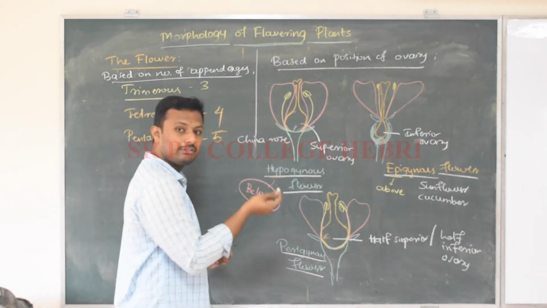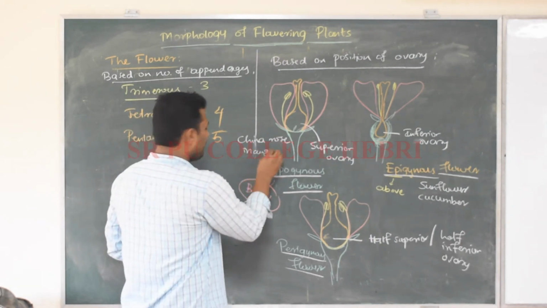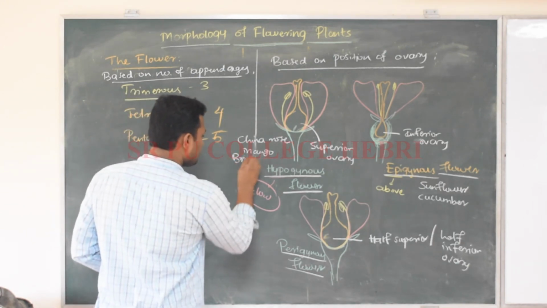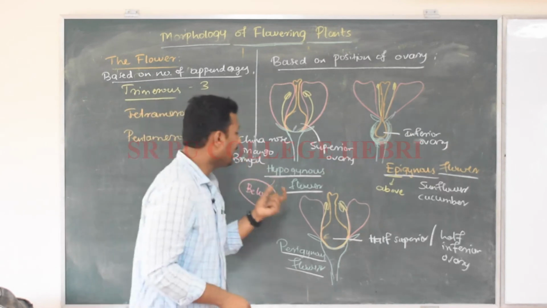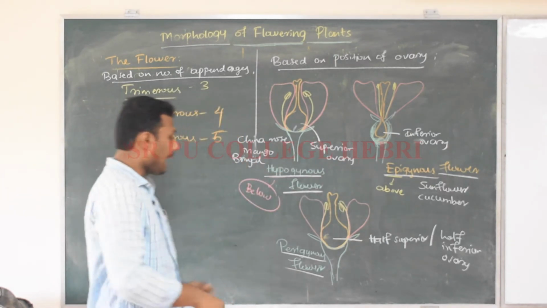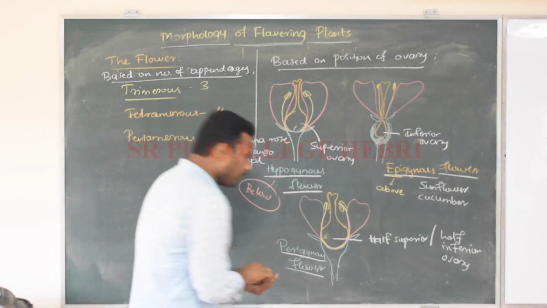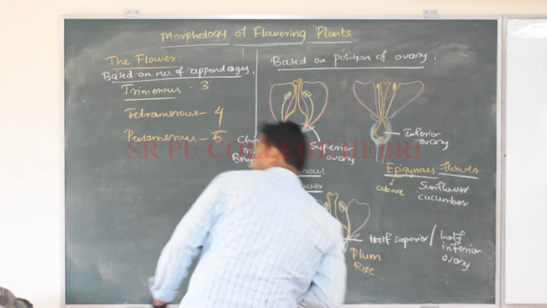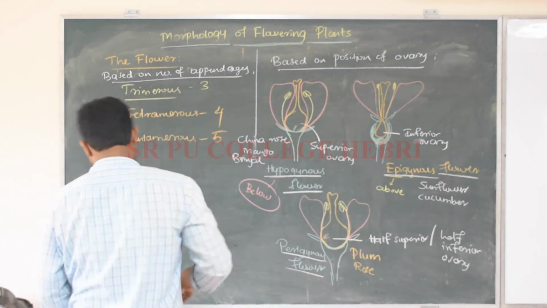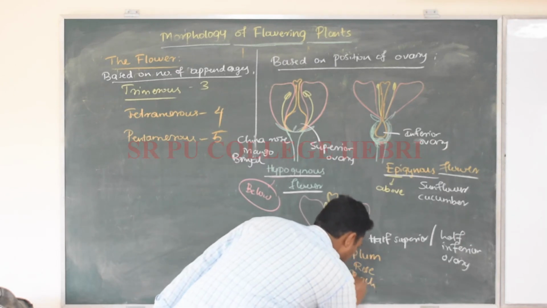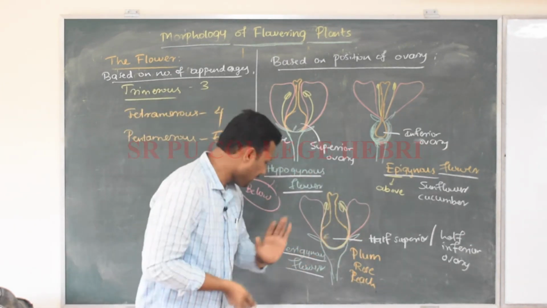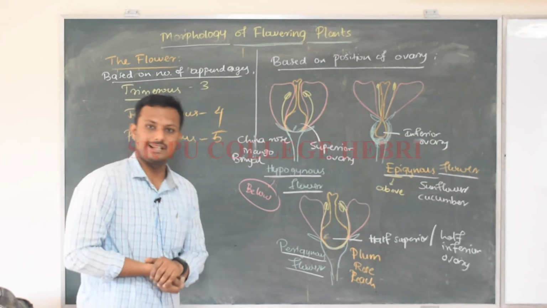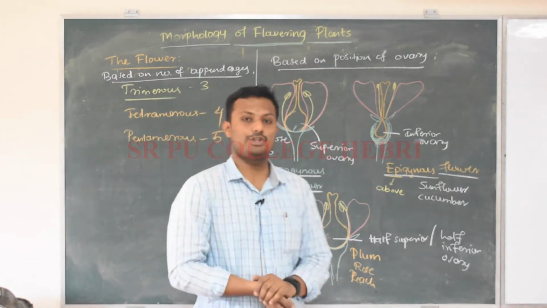And you can give the example of mango also here, or you can also give the example of brinjal. These are the examples for the hypogynous flower or superior ovary, right? And for perigynous, you can give the example of plum, rose. Even peach. Plum, rose and peach are the examples of perigynous flower or half superior or half inferior ovary. Okay, so this is the classification of the flowers based on the position of the ovary.